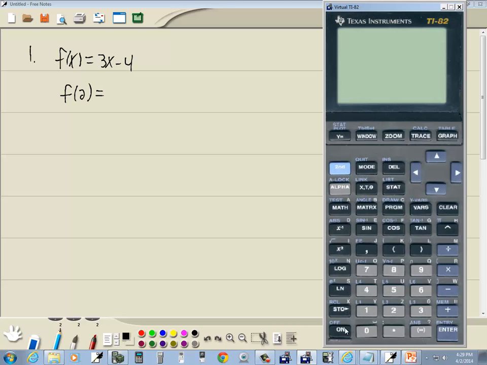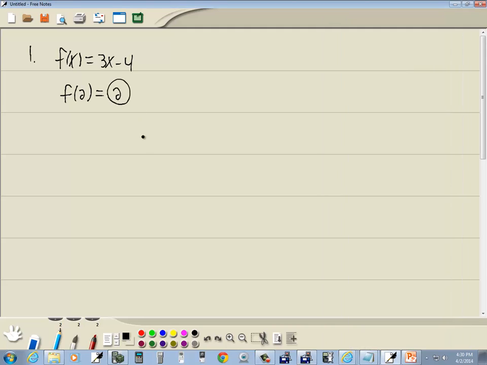Now, if I turn my calculator on, I'll put 2 in, and then I'll press the STO button, store, and then I'll push my X key, and then press enter. So that's just stored the value 2 into X. Now we type in 3x minus 4, and press enter, and that gives us our answer. So f of 2 is equal to 2.